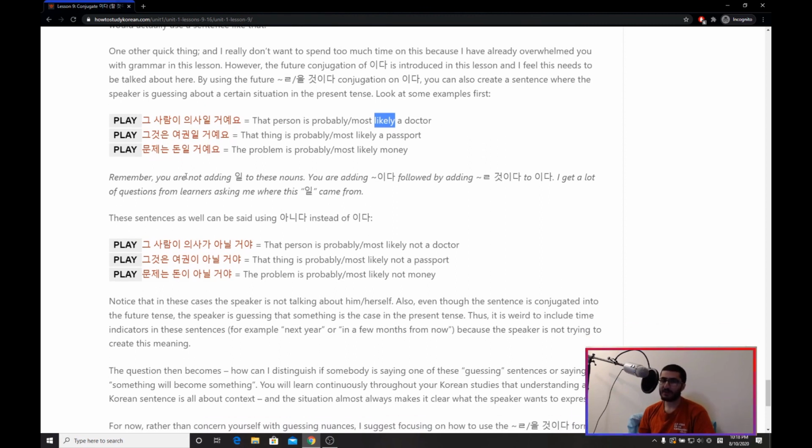Now, again, the 일 here is not the 일 meaning to work. It's 이다 plus ㄹ/을. Apparently I also get a lot of questions from learners asking where this 일 came from. It's just 이다 plus ㄹ/을.